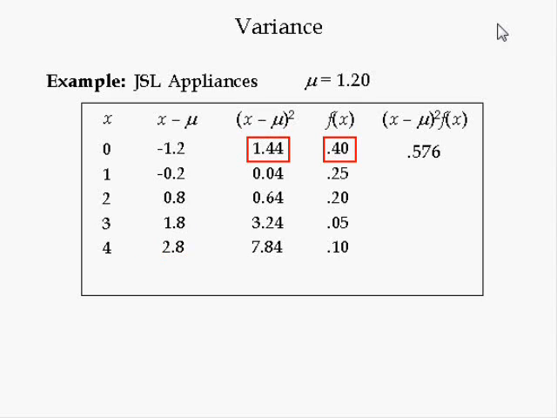In the final column, we multiply the squared deviations by the corresponding probabilities. The probabilities are in the f of x column. The first, which is equal to 1.44 times the probability of 0.4, equals 0.576.